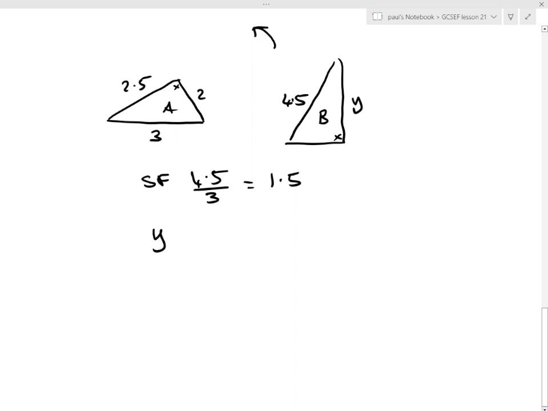Now to find y, the corresponding side there is 2.5, and this is bigger, so we're going to multiply it by the scale factor of 1.5, and that equals 3.75 for y. There you go. Now the angles will all be the same. So if they ask, for example, this angle there, say that's 30 degrees, and they want to know what this angle here is, angle A will be 30 degrees. The angles are always the same in a similar shape. Otherwise, it wouldn't be similar, would it? Right, okay, let's have a look at what we're going to do now.